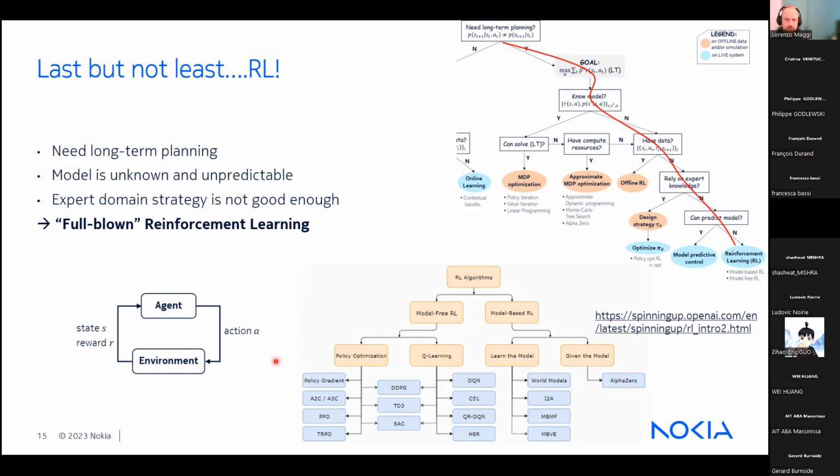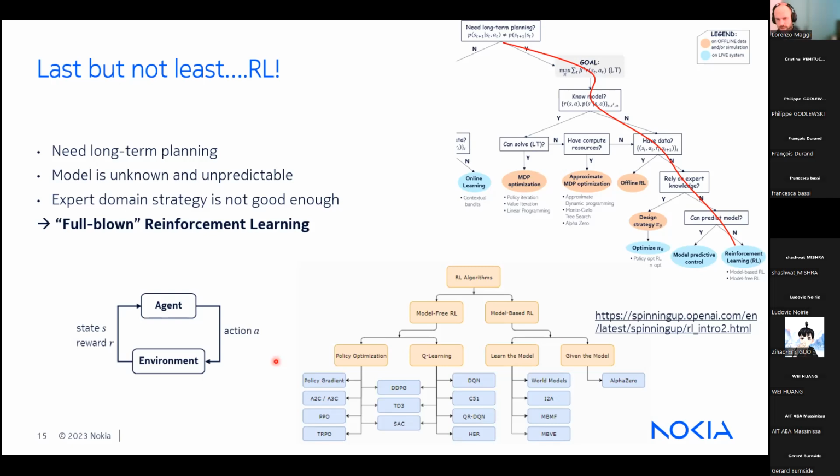But last but not least, and this is kind of provocative, keeping RL at the end, but hopefully you'll bear with me. I'm not against RL. I'm just saying that it's not the only tool. So when you need long-term planning, the model is unknown, the model is unpredictable, you cannot rely on anyone that is giving you a good enough strategy, or probably you could, but you want to outperform the strategy that most often is not the optimal one, then you should definitely resort to full-blown reinforcement learning.